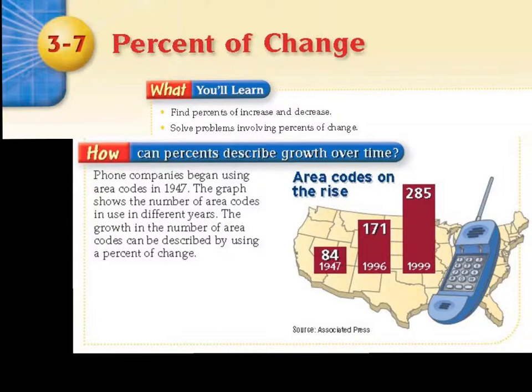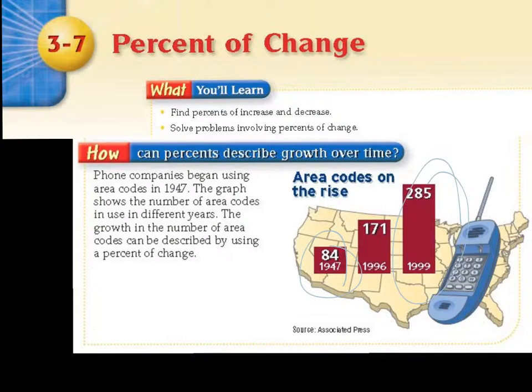Phone companies began using area codes in 1947. The graph shows the number of area codes in use in different years. The growth in the number of area codes can be described by using a percentage of change. So let's find the percentage of change from 1947 to 1999.